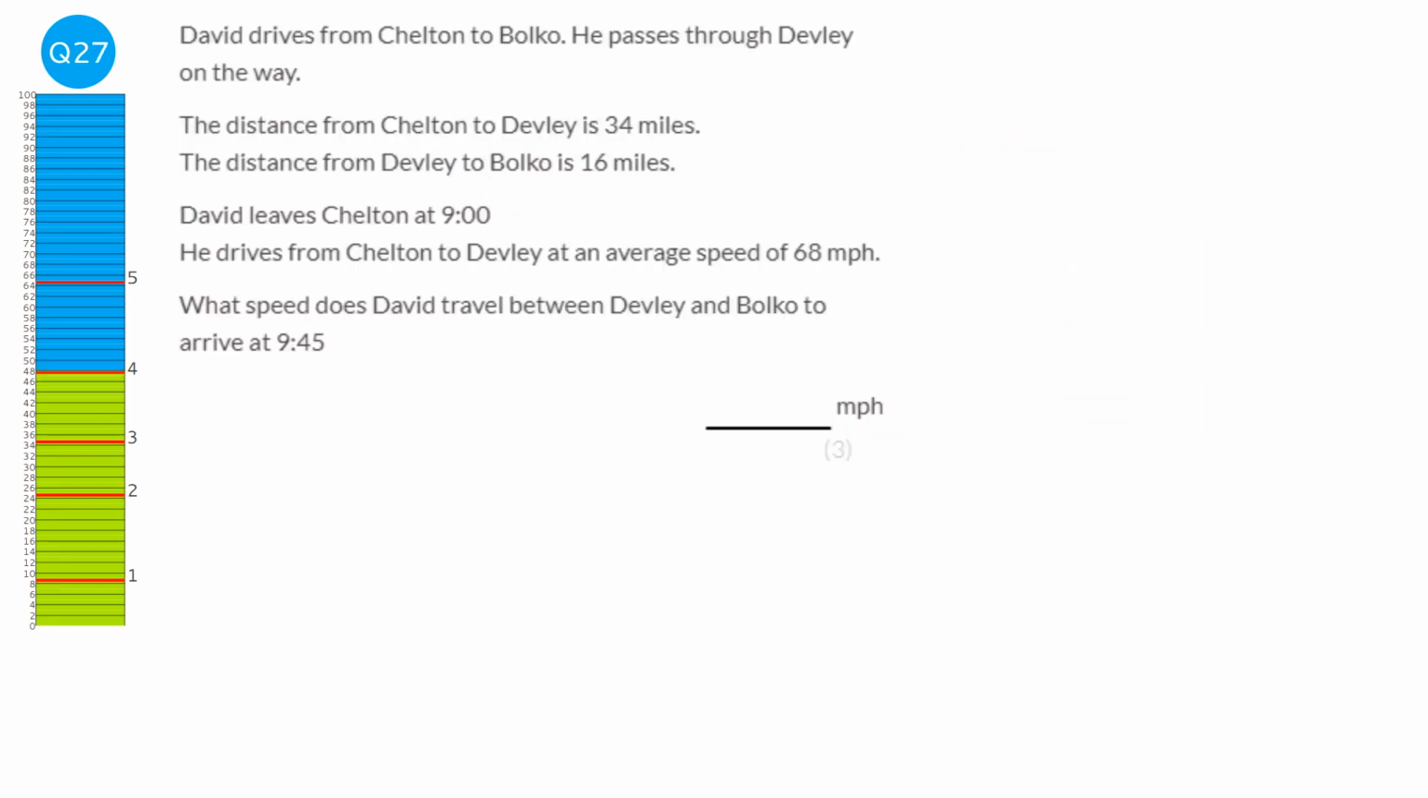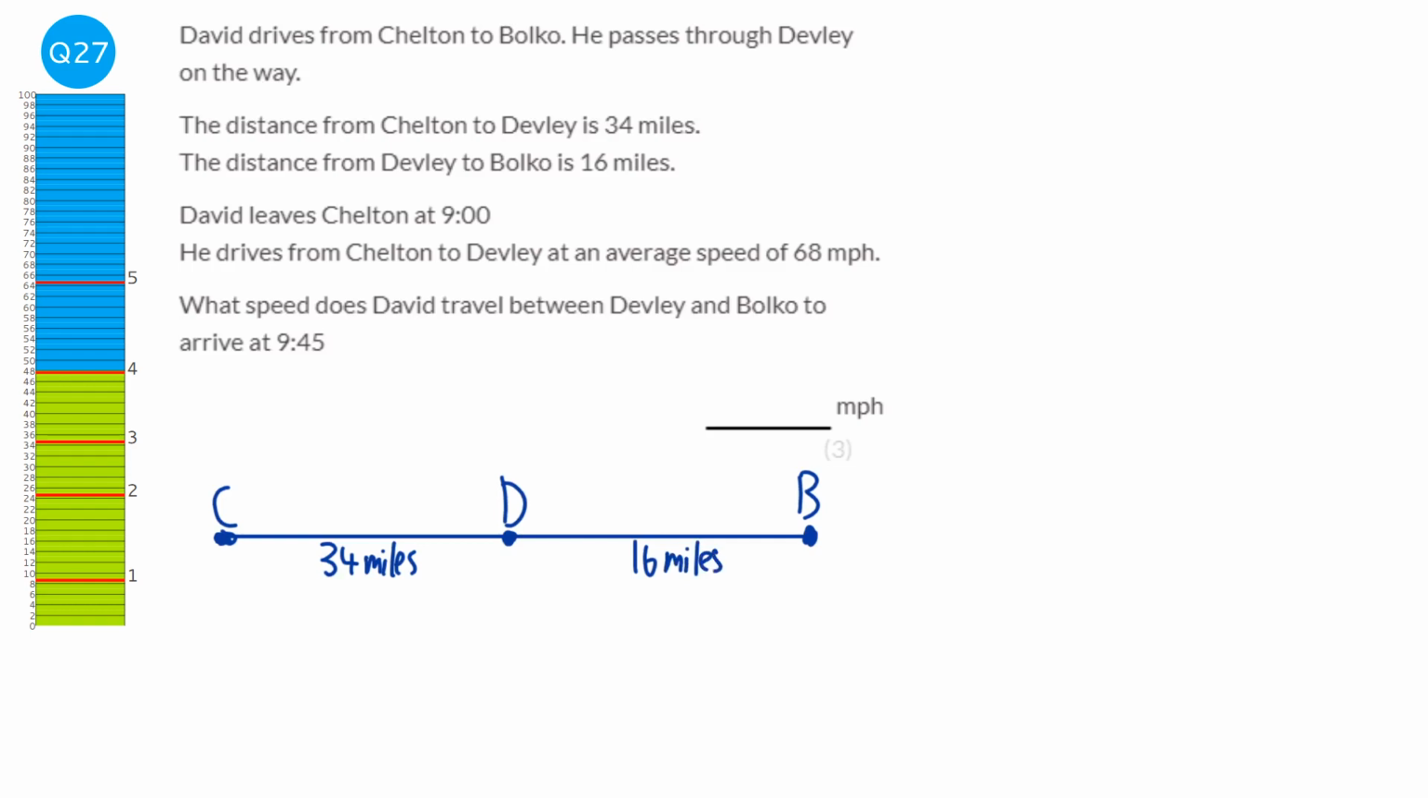There's an awful lot going on in this question. Whenever there's an awful lot going on, it's always best to draw a diagram. So we're going to start off at Chelton, which is a C. Then we go to Bolko, that's where we're going. And we go through Devley on the way. So we'll do D there. The distance from Chelton to Devley is 34 miles. The distance from Devley to Bolko is 16 miles. So I'm just reading through the question, adding it to my diagram.